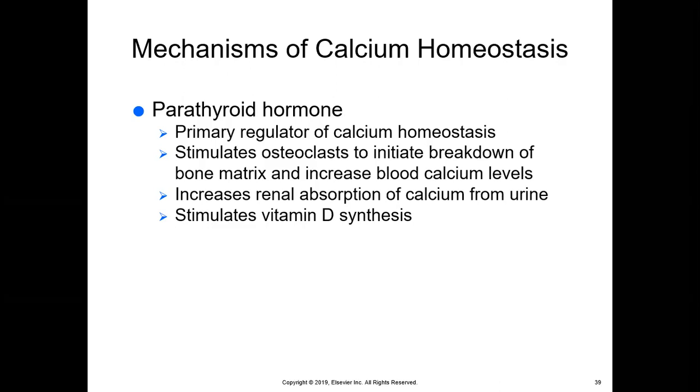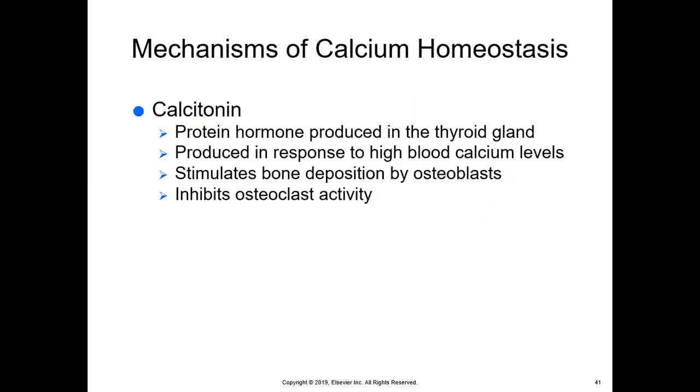Okay. And then we look at calcitonin. Calcitonin is produced by the thyroid gland, and it is released in response to too much calcium in your blood. If there's too much calcium in the blood, then it stimulates bone growth by the osteoblasts. So it can take calcium from the blood and store it in the bone. And then it inhibits the osteoclast activity.